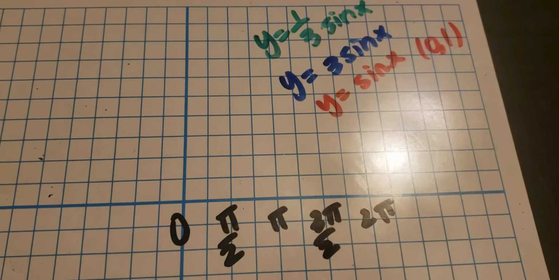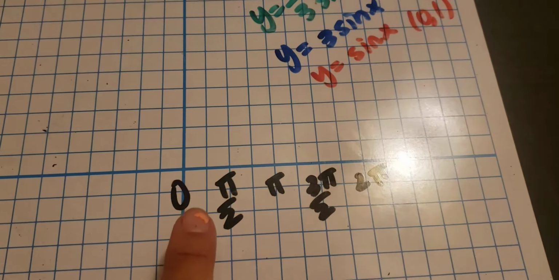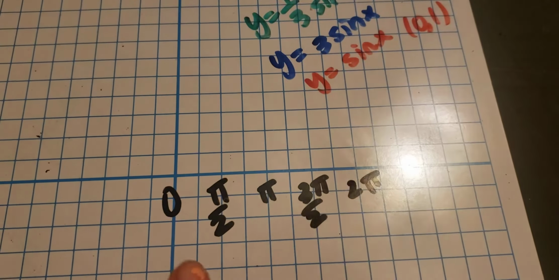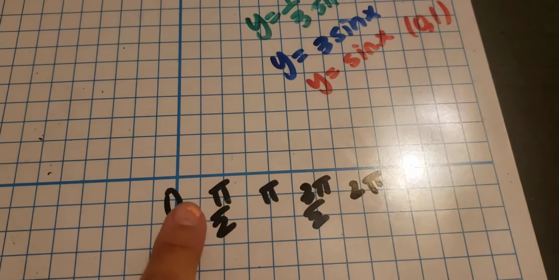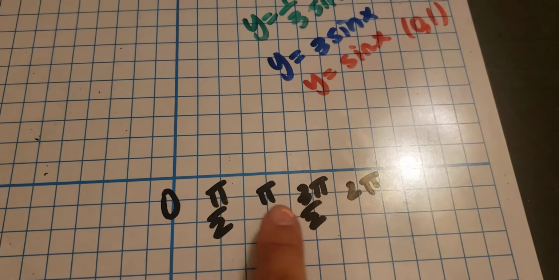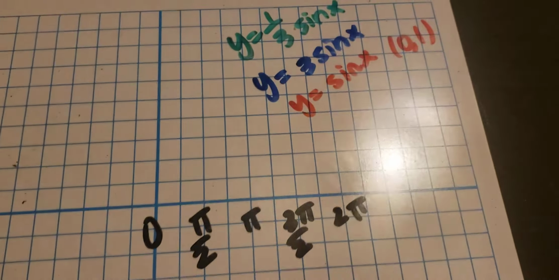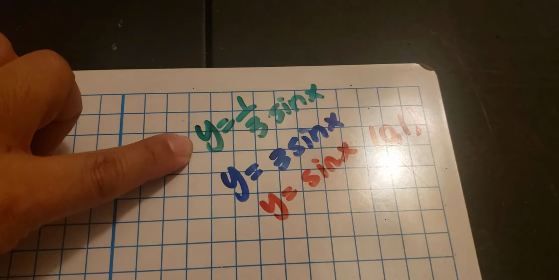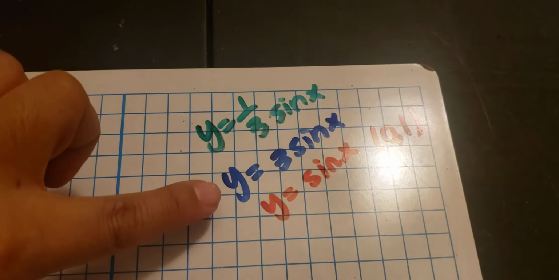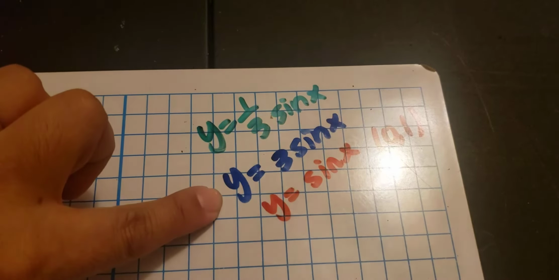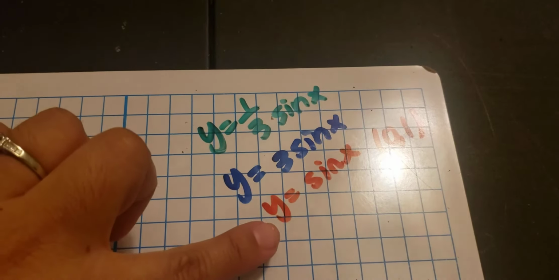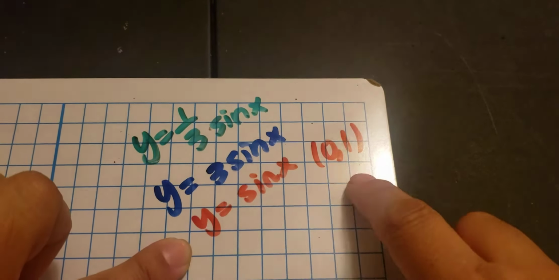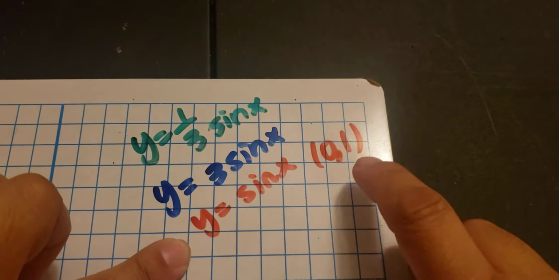I went ahead and plotted these points right here, just our intervals: 0, pi over 2, pi, 3 pi over 2, and 2 pi. I distanced them about the same distance in between, so I'm counting every 2. I color coded these so you know which ones we're graphing. Green is going to be y equals 1/3 sine of x. The blue one's going to be y equals 3 sine of x, and the red one I'm not going to plot, but that's just the parent function.